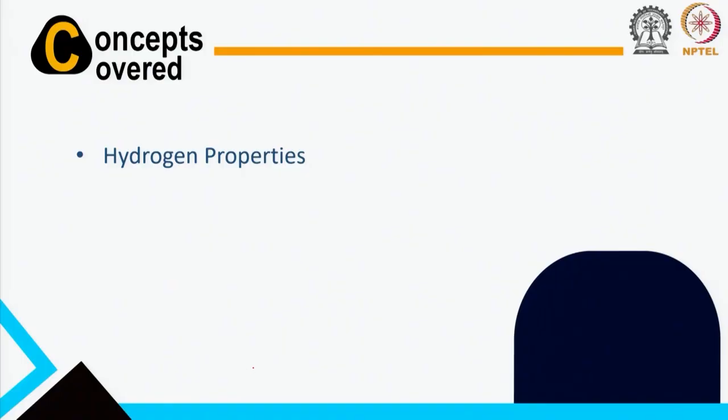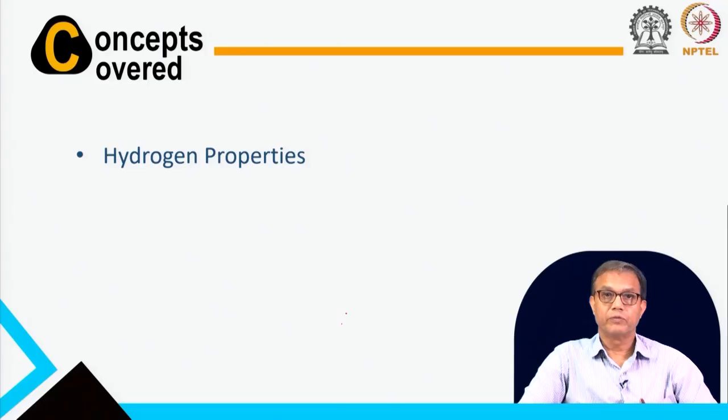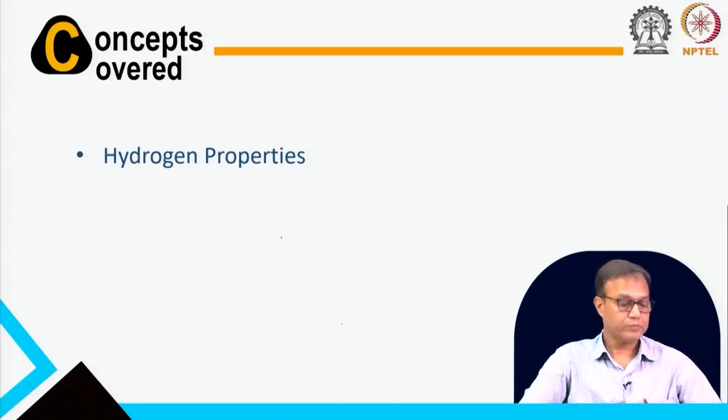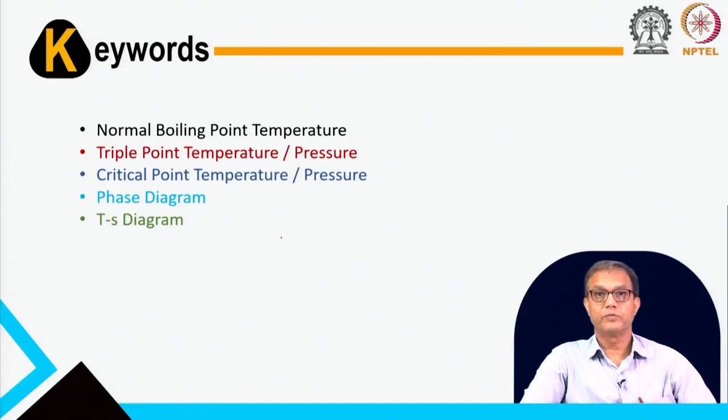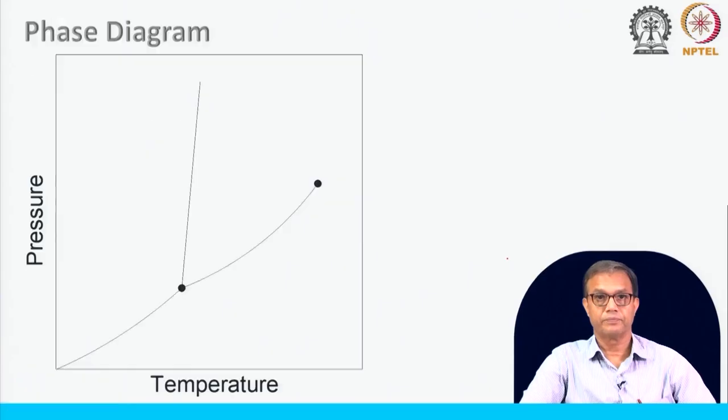This is the concept that we will cover in this lecture today, and later on we will look into the different production means. These are the keywords: normal boiling point, triple point, critical point, phase diagram. These three parameters are basically related to the phase diagram of the hydrogen. And then we have the TS diagram. We will also try to learn about the TS diagram in this lecture.